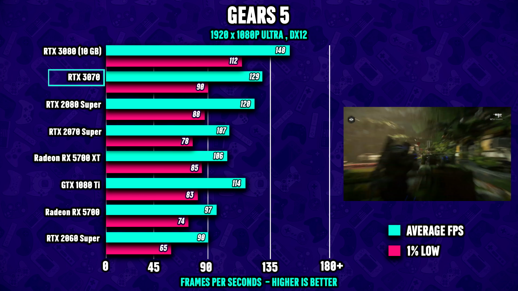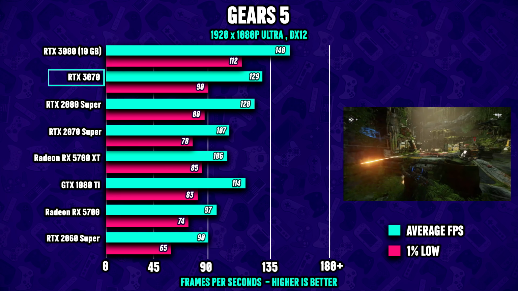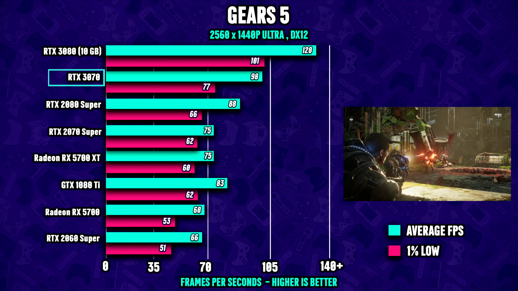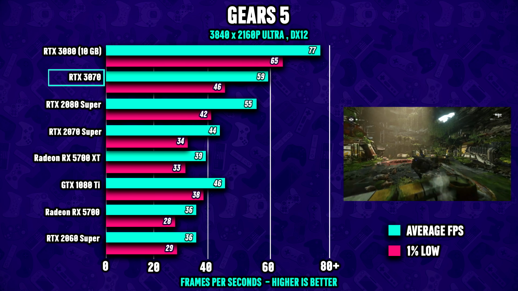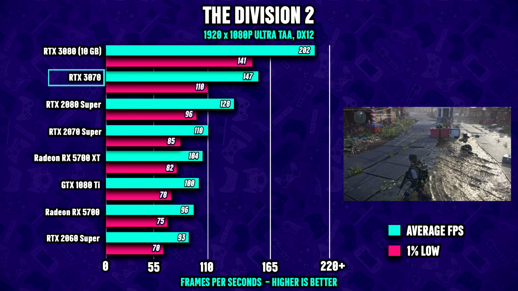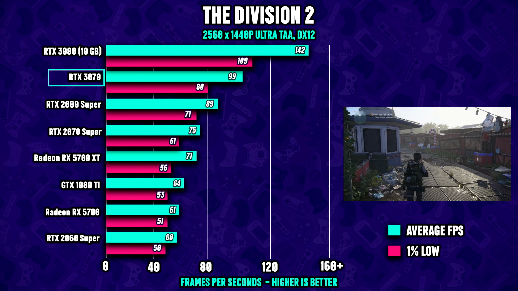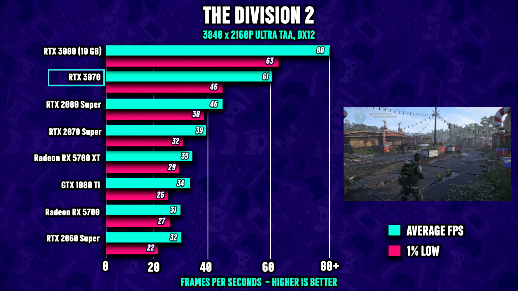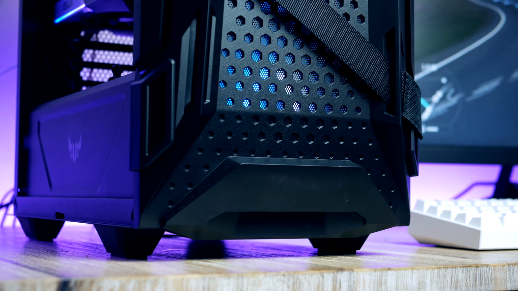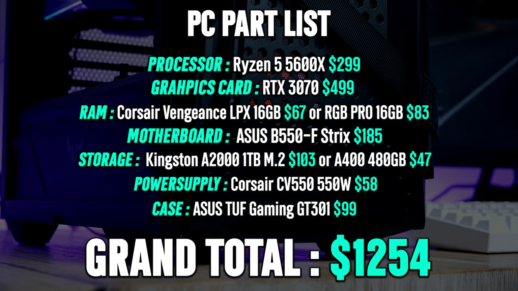Gears 5 is another popular title, and as we can see, the RTX 3070 once again shows that it eats 1080p gaming at max settings for breakfast, but even 1440p runs fantastic, and 4K runs great on our system as well. Division 2 is next up, and even here you should be able to run the game regardless of resolution and still reach at least 60 FPS on average with small tweaks to the graphics settings.